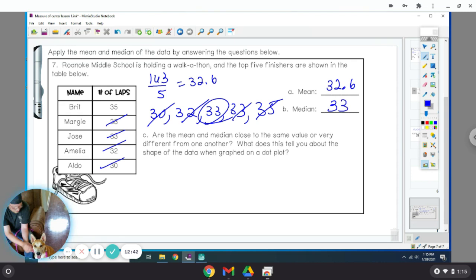Are the mean and the median close to the same value? They're actually very close. 32.6 is very close to 33. So what does this tell you about the shape of the data in the graph on a dot plot? If I would graph it, that means the majority of the data would be around the median. They're all clustered together, meaning that the number of laps really don't differ.